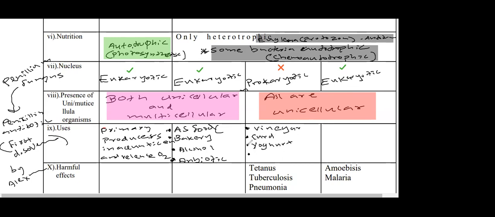Then in addition to that, some bacteria are used for antibiotics production also. Then in addition to that, biogas production. We are using bacteria for biogas production also. Then the other one you can write, biogas means methane, CH4.